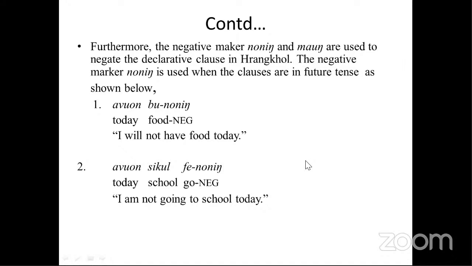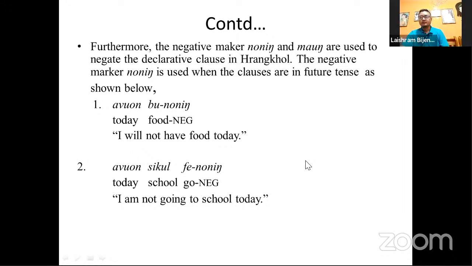Those are discussed in detail in my work. I've discussed all this in my work on agreement in Kuki-Chin languages. Okay. You can have a look.